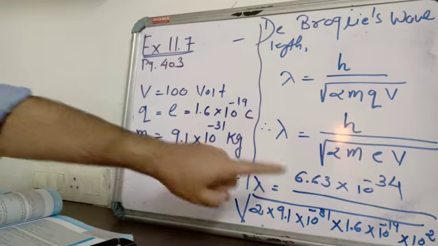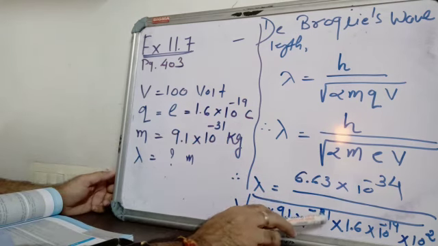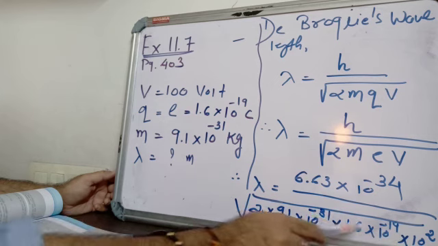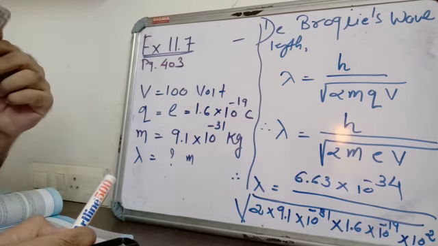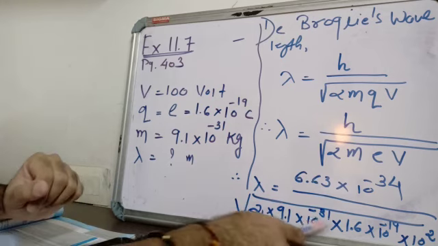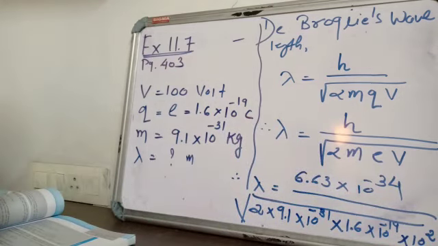So here, first of all, minus 31 minus 19, minus 31 minus 19, so it will be minus 50. Minus 50 plus 2, that is minus 48.